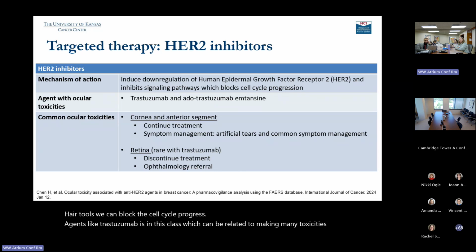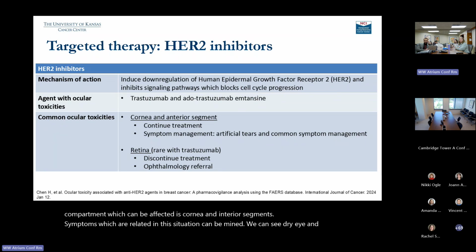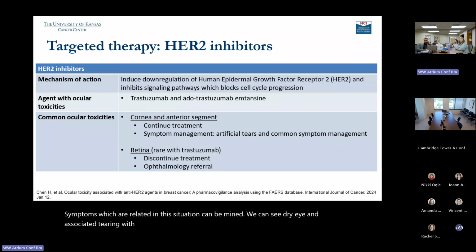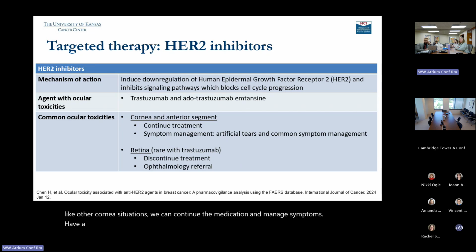The first compartment which can be affected is the cornea and anterior segments. Symptoms in this situation can be mild. You can see dry eye and associated tearing. Blurred vision may happen in some patients. And if that happens, like other cornea situations, we can continue the medication and manage the symptoms with common symptom management.